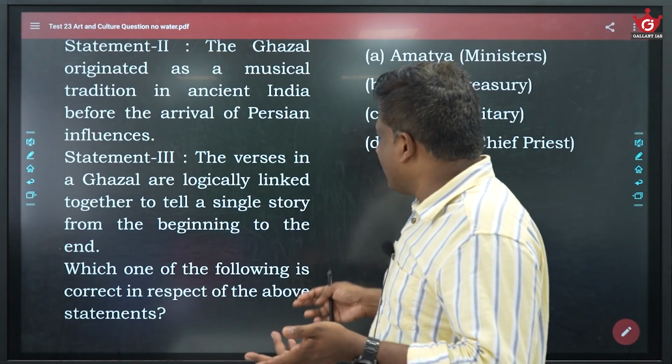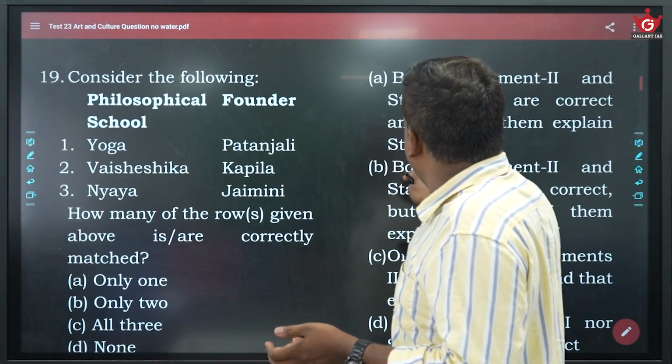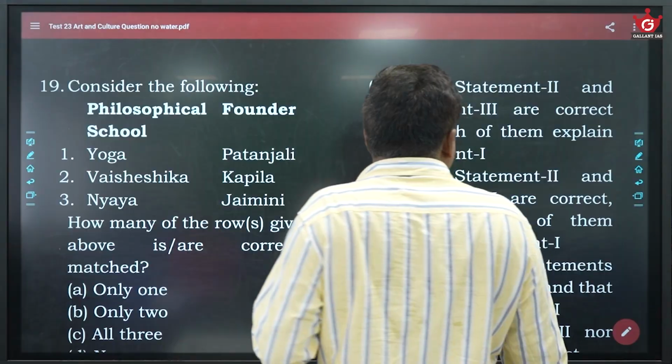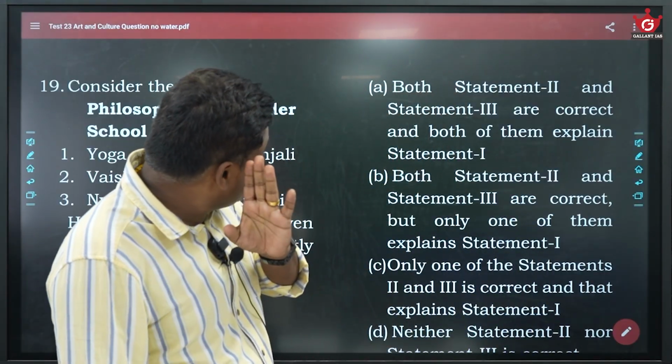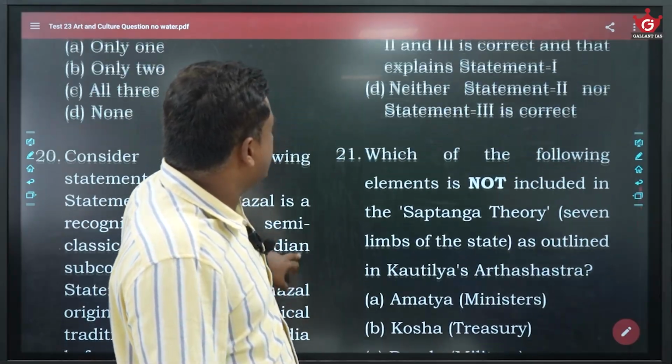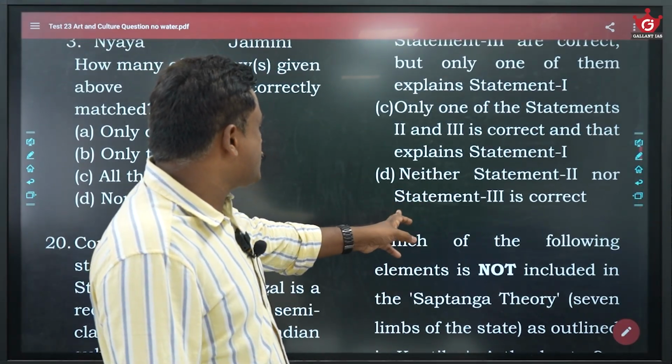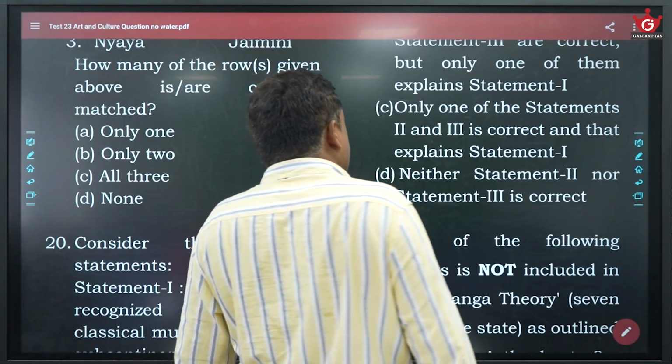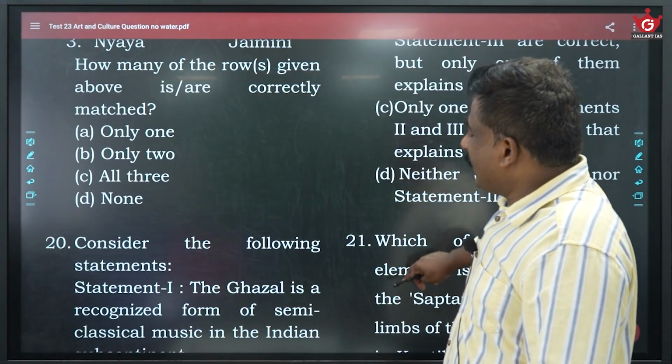Okay, so which one will I go for? Come on, say. I will go for D. Yes, neither statement 2 nor statement 3 is correct. Okay. That way, the first one is correct.